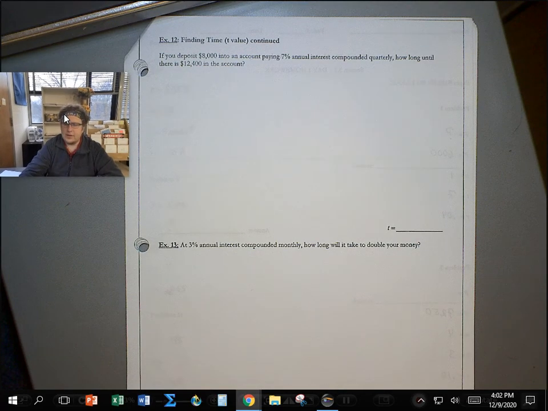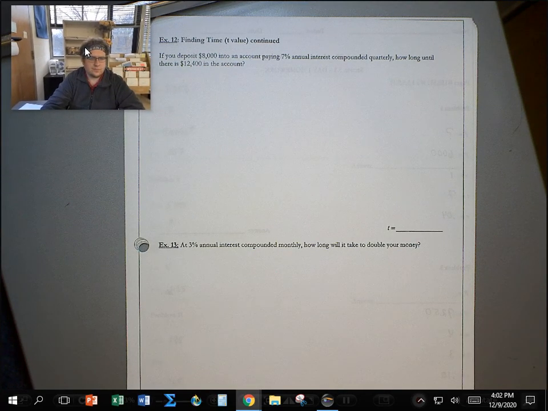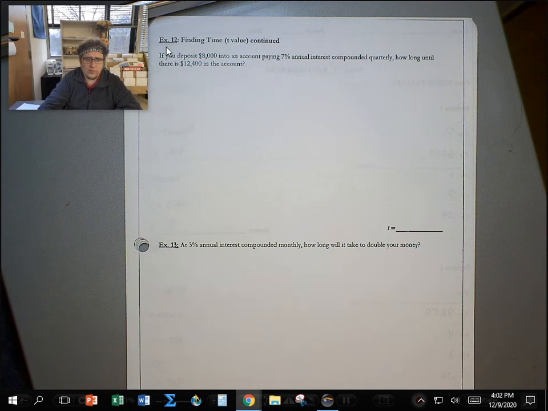Okay, hello everybody. Welcome back. This is example 12 and it is on page number 6. So we're going to do 11 and 12. Hopefully you've already done 11. If you didn't, go back and find example 11 because I'm going to go a little slower in that one, a little bit faster with this one because hopefully you've already seen it before a couple times now.